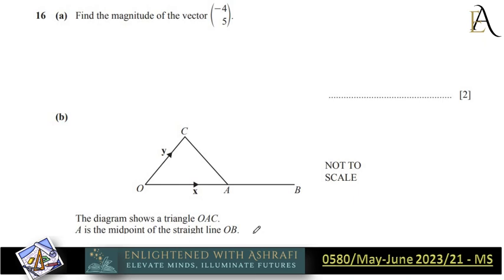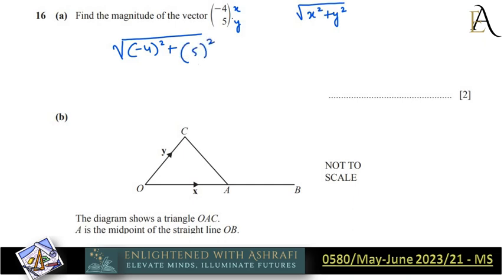Question number 16. Find the magnitude of a vector. For magnitude we have root of x squared plus y squared. This is our x and this is our y. So the magnitude here is going to be minus 4 squared plus 5 squared, which gives us 16 plus 25, which turns out to 41. The square root of 41 is 6.4. So our final answer is 6.4.